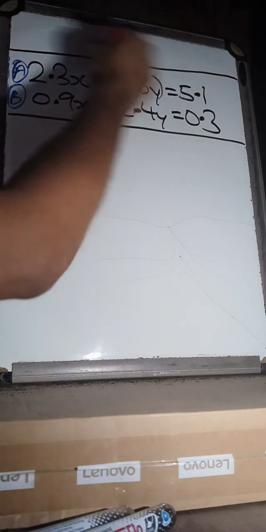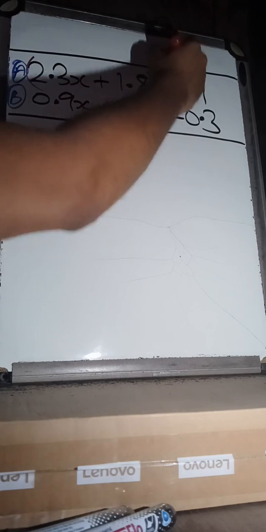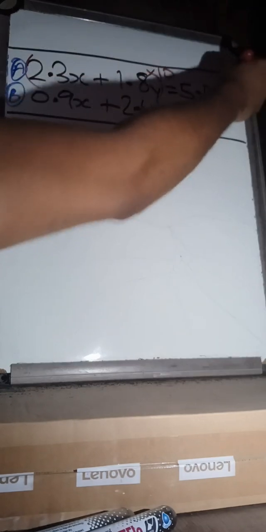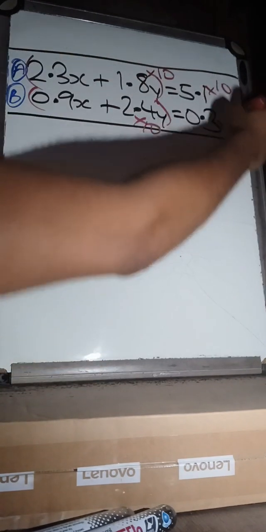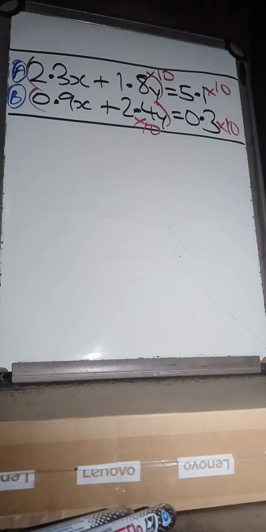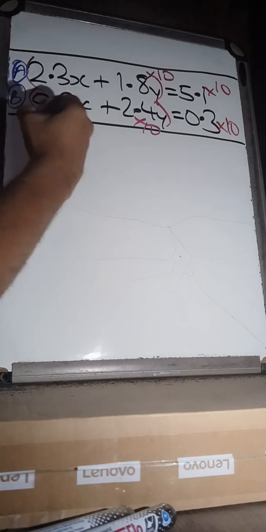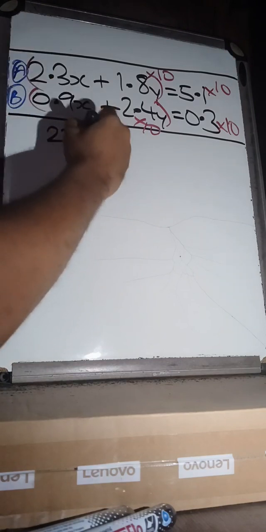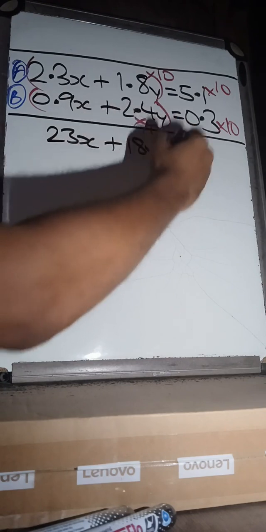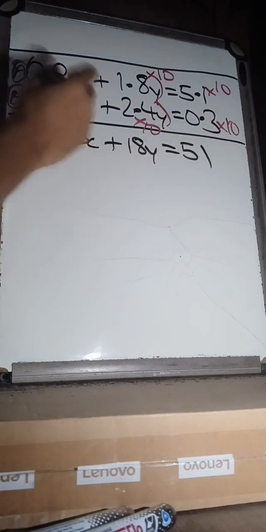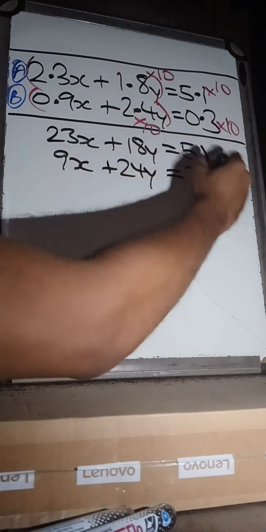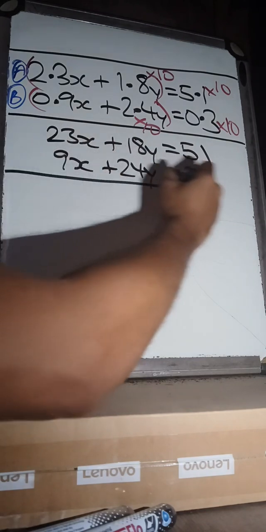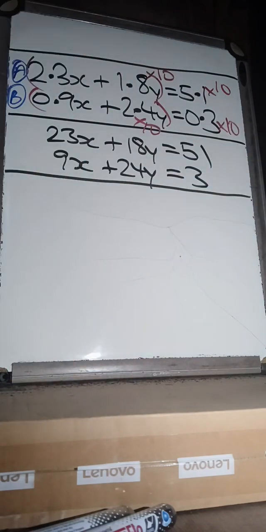We're multiplying all of that by 10, this by 10, all of this by 10, that by 10. So it's going to look like 23x plus 18y equals 51, 9x plus 24y equals 3.